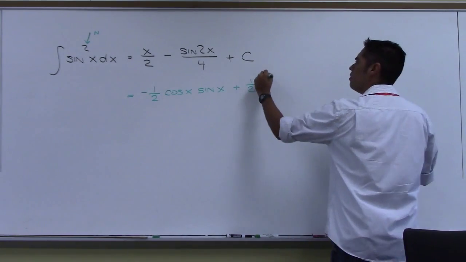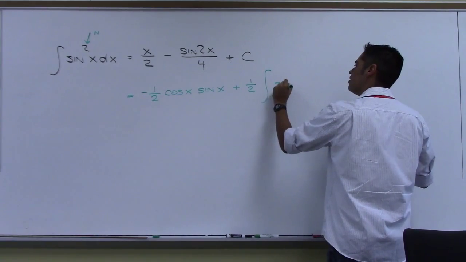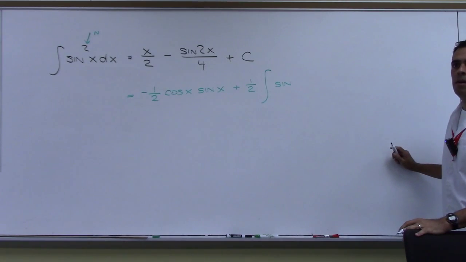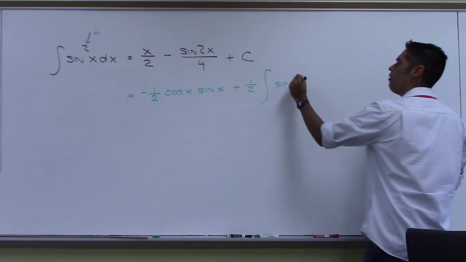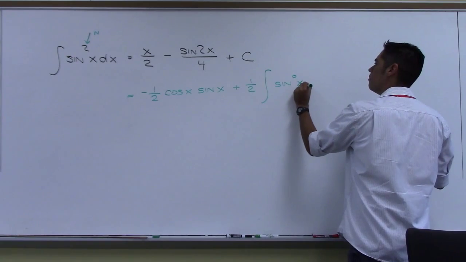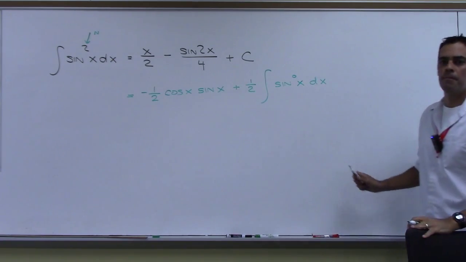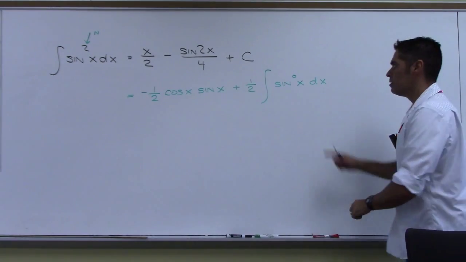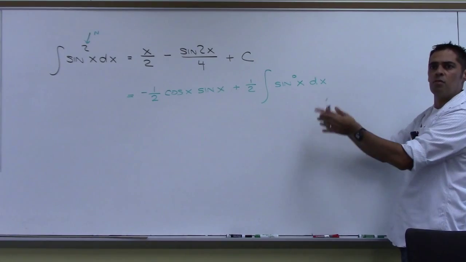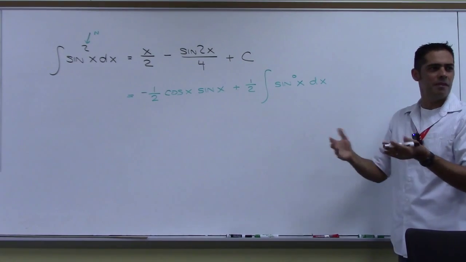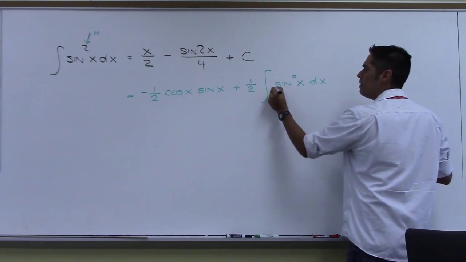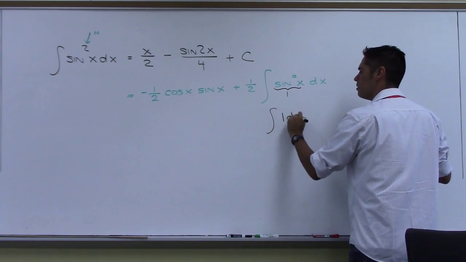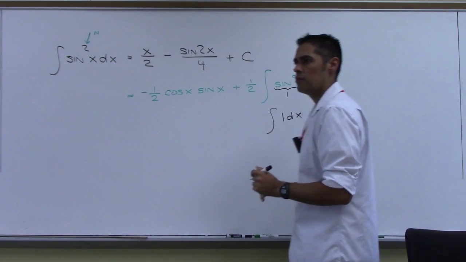Now the integral of sine to the n minus 2. What would n minus 2 be here? 0. Now what is sine to the 0 power? 1. So this is really just a 1. Anything to the 0 is 1, well, except 0 to the 0, but that's a different scenario. So this whole thing should be a 1, which means what is the integral of 1 dx? Just x.